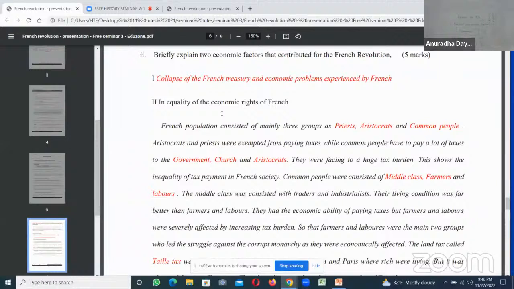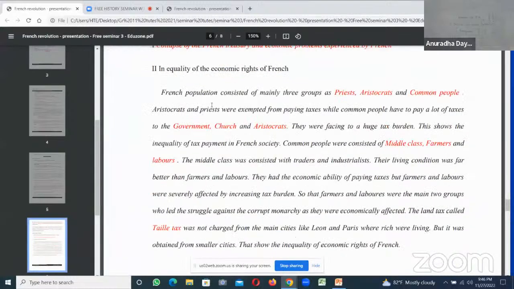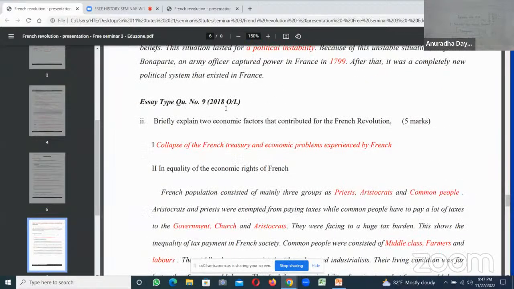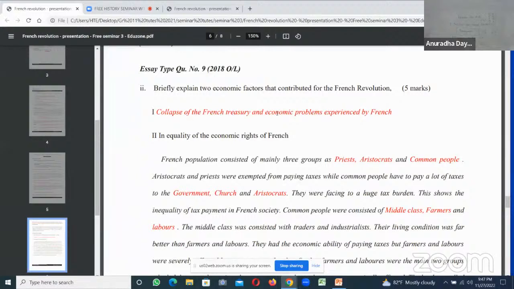So farmers and laborers were the major groups who led the struggle against the corrupt monarchy as they were economically affected. The land tax called the taille was not charged in the main cities like Lyon and Paris, but it was obtained from smaller cities, which shows the inequality of economic rights in France. So see the 2018 question. All other questions, a model answer here. Collapse of the French treasury and economic problems experienced by France, that answer I have not given here because we already wrote some answers like that.